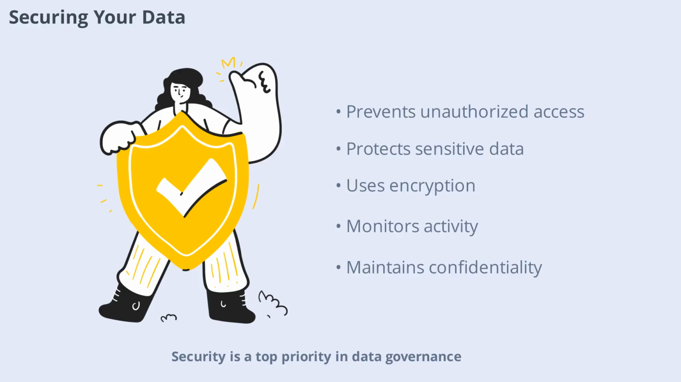Security is a top priority in data governance. Organizations must protect sensitive data from unauthorized access, cyberattacks, and accidental leaks. This involves setting up strong access controls, encrypting data, and monitoring for suspicious activity. Security policies define who can view or edit certain information, helping to prevent breaches and maintain confidentiality. By prioritizing security, organizations not only protect themselves but also build trust with customers and partners.